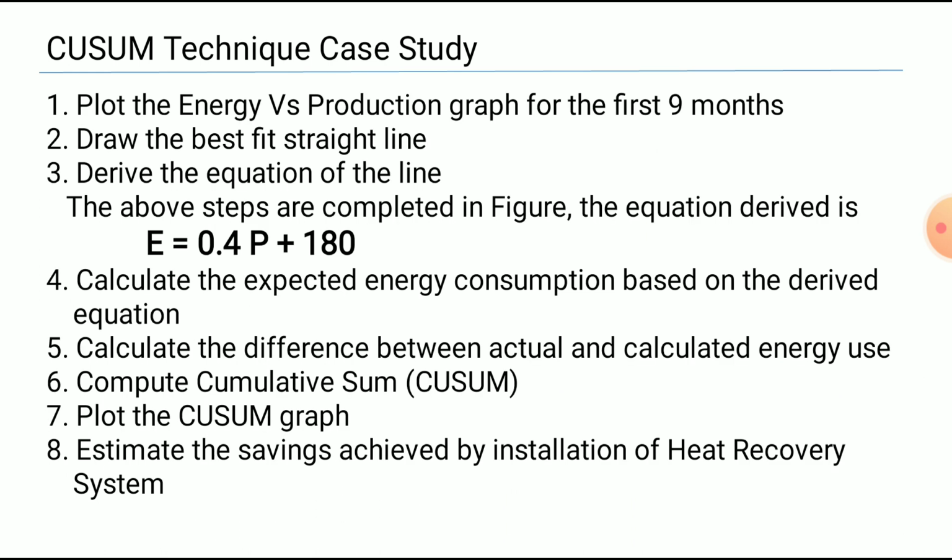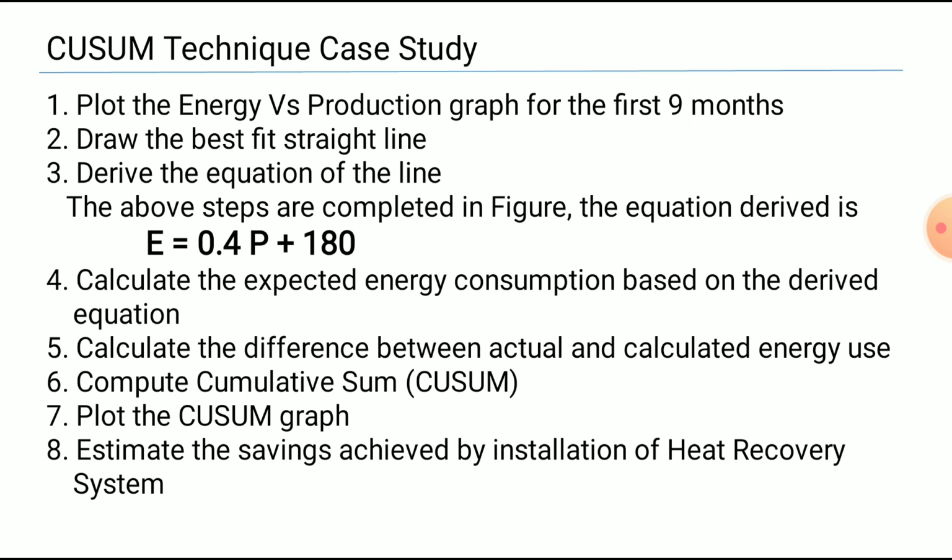What is actually the CUSUM technique that we will see first? There are some steps. First, plot the energy versus production graph for the first 9 months. Second step, draw the best fit line. Third step, derive the equation for the line, E equal to 0.4 P plus 180. Fourth step, calculate the expected energy consumption based on the derived equation.